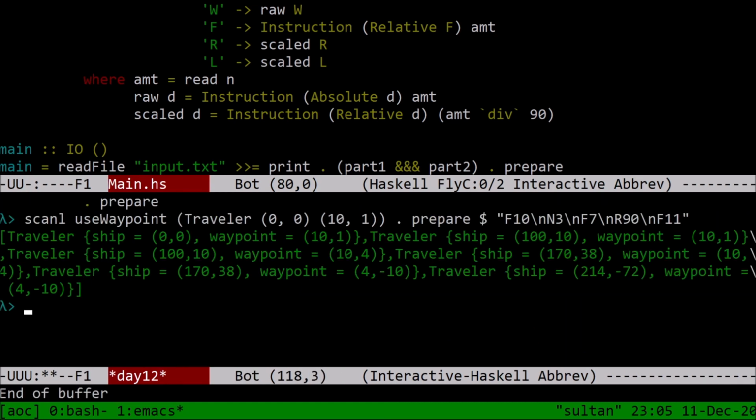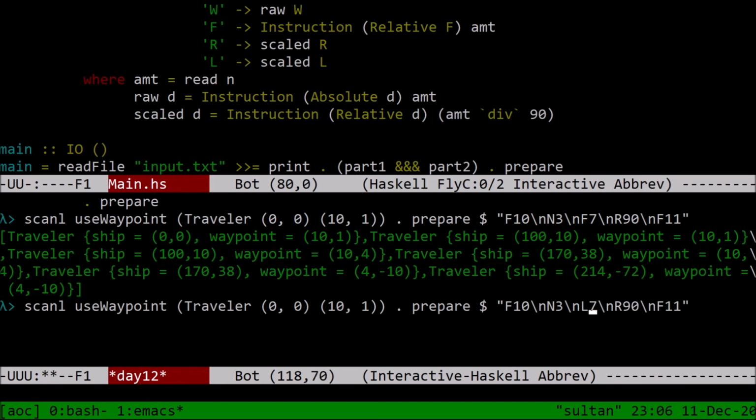And so it'll give us a list of where we visited. We started at 0, 0. Then we followed it a bunch of times. Obviously, this is correct, so we won't see anything weird happen. Then we moved the waypoint north by 3. Here, this 4. Then we went forward 7 times, adding seventy to 100, and 28 to 10, yielding 170, 38. So this is all fine.